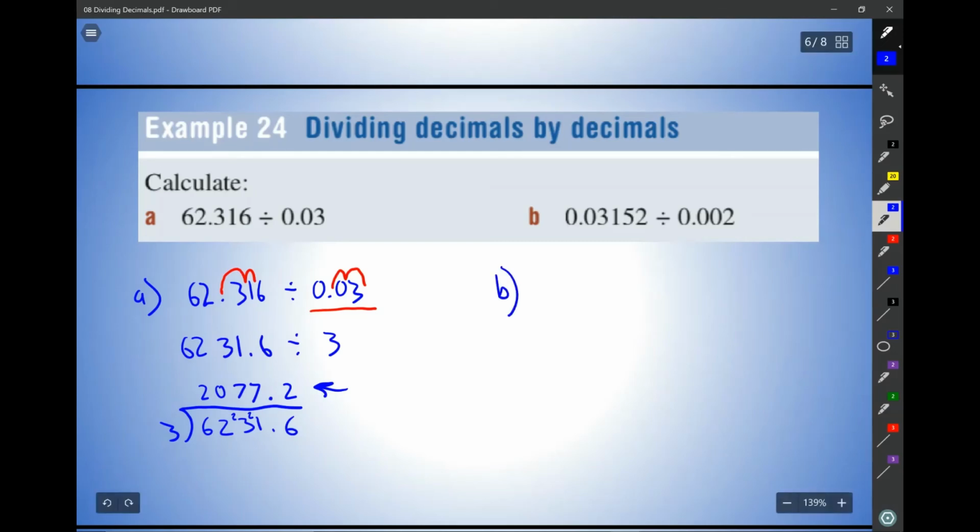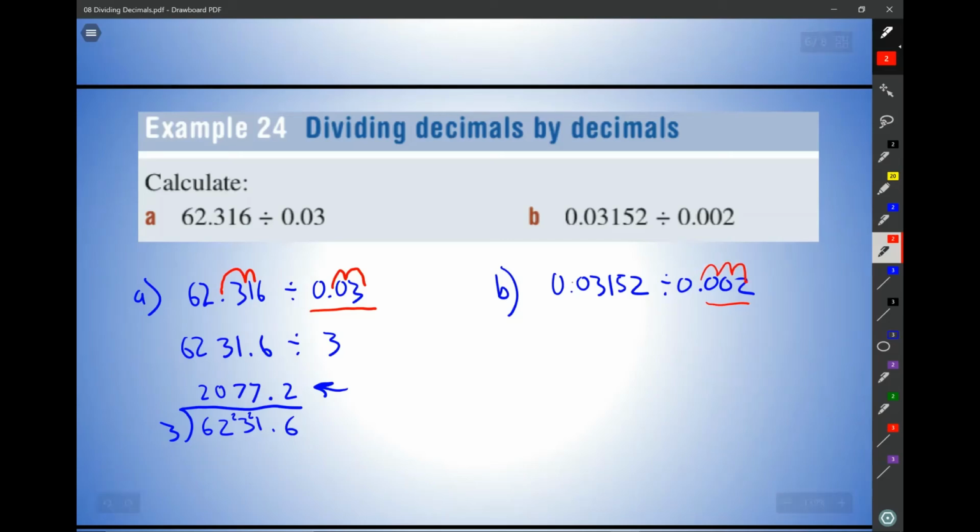And again here in part B, what we want to do is make a whole number. So we have to hop 3 spaces to do that. So we're going to hop 3 spaces here. And now our numbers will be 31.52 divided by 2. And we complete this the same way we have with all the others.